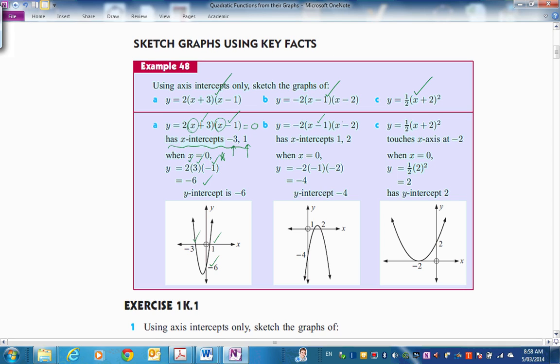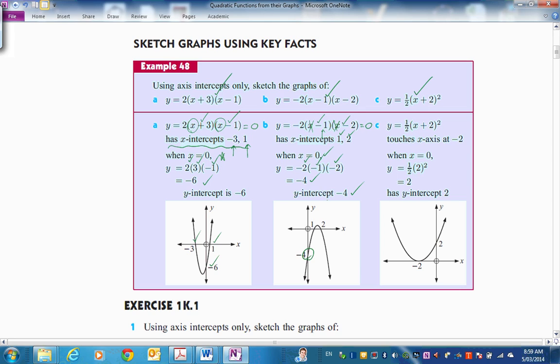Let's do one from over here in part B. Put this equal to naught or this equal to naught to make the function 0, or to cut the x-axis. So it's got x-intercepts of 1 and 2. And when you put x as naught in here, you'll get neg 2 by neg 1. Put x as naught in here, neg 2. Because where it cuts the y-axis is when x is naught. So this comes to neg 4. The y-intercept is neg 4.